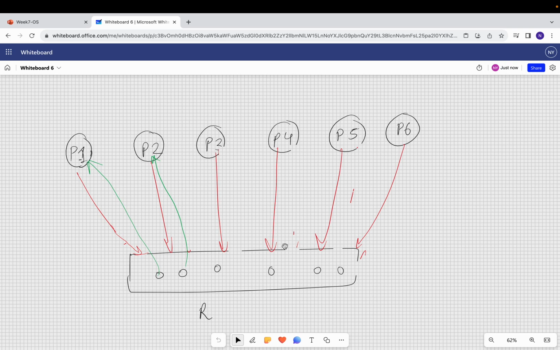Still none of them will be able to make any progress because each one of them will have only 1 unit available, and 1 unit they're still requesting. Now if we have one more unit available here, then one of them will be able to get the second resource that they are requesting and they will make progress.